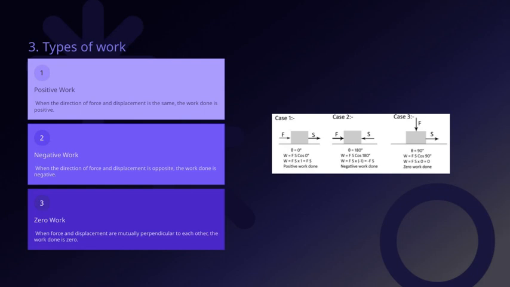Now, let's look at the third key point in this slide. When the force applied and the displacement are perpendicular to each other, the work done is actually zero. This means that no matter how much force you apply or how far the object moves, if they are at right angles, there's no work being done on the object.